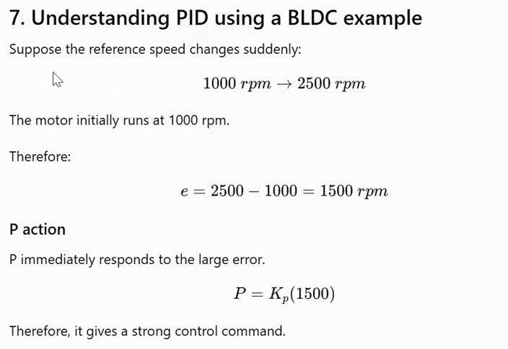So let us consider a BLDC example for better understanding of PID controller. Let us consider the reference speed changes from 1000 RPM to 2500 RPM. Also consider the situation that the motor initially runs at 1000 RPM. So therefore the error will be 1500 RPM. So what will the P controller do? It immediately responds to this large speed error. So as per formula, Kp into 1500, which gives a strong control command.